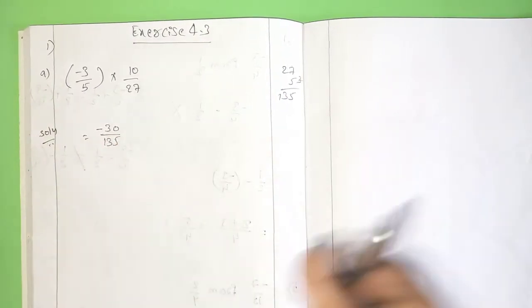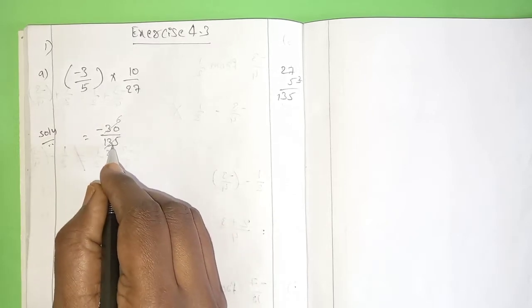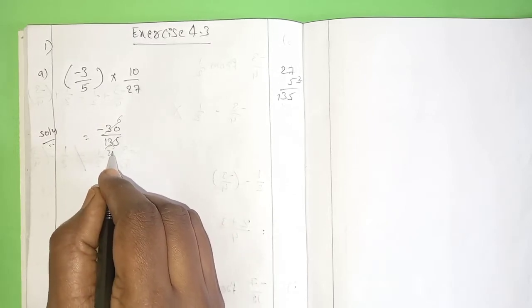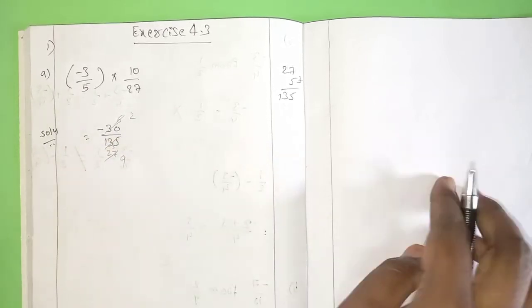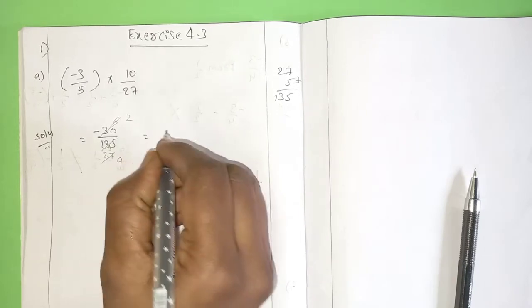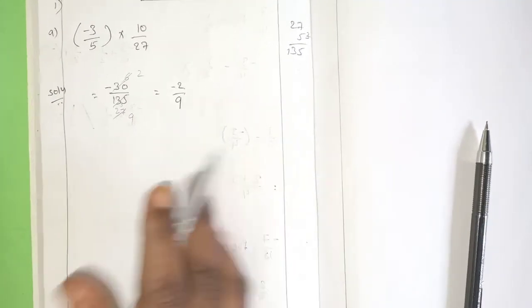135. You can cancel here. 5 6s, 5 2s are 10. And here 5 7s are 35. 3 2s, 3 9s. So what is the final answer? Minus 2 by 9.